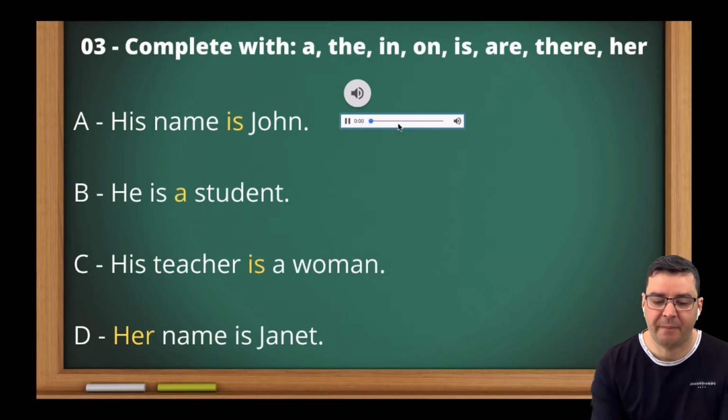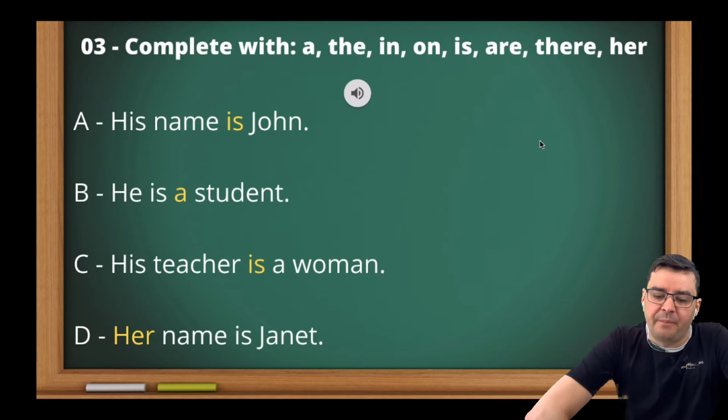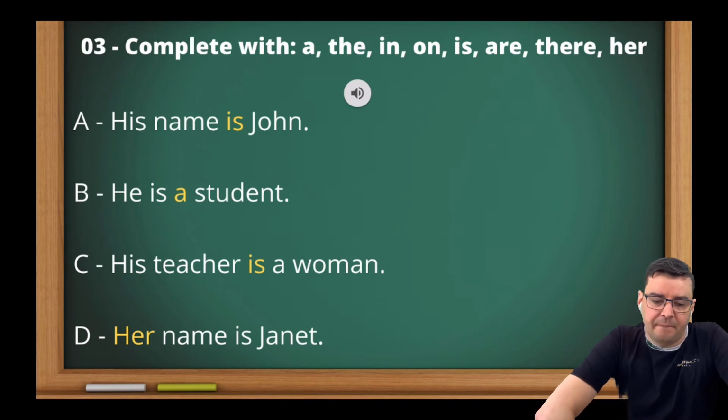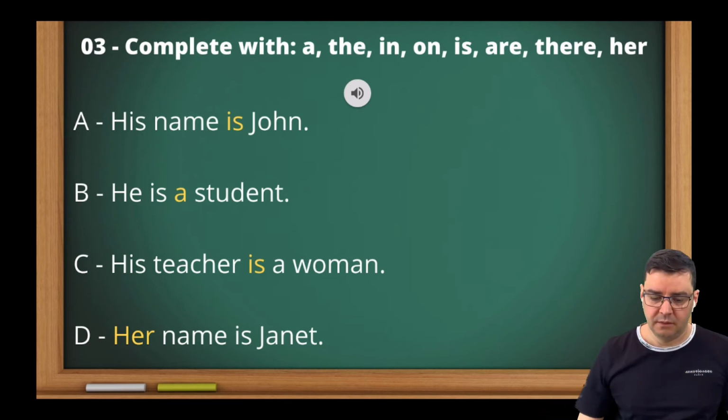3. Complete with a, the, in, on, is, are, there, her. A, his name is John. B, he is a student. C, his teacher is a woman. D, her name is Janet.